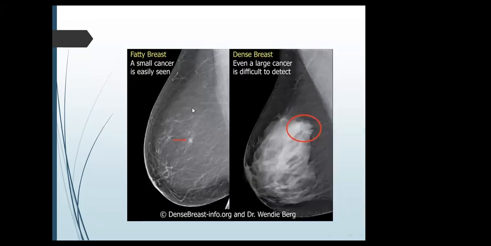This is a mediolateral oblique view of a fatty breast with a small cancer easily seen. This dense breast contains a large cancer, but it is difficult to detect.